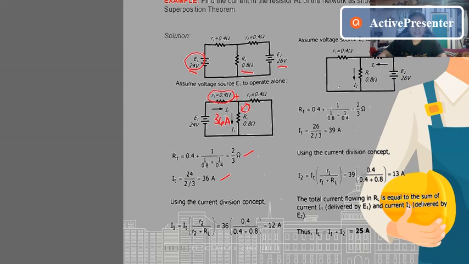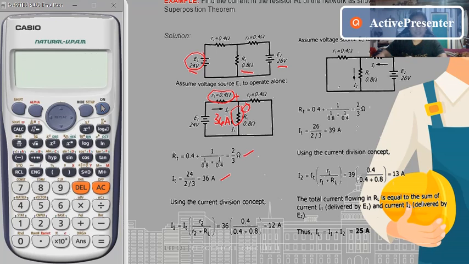So, using the current division concept, para ma-solve nato ning I1 dire for our RL, pwede ta makagamit sa atong current division concept sa atong last topic. So, formula will be I total multiply to R2 over R2 plus RL. So, substitute since given tanan data, we have 36 multiply R2 0.4 divided by 0.4 plus 0.8. So, ang atong I1 na nag-travel sa RL is 12 amperes.